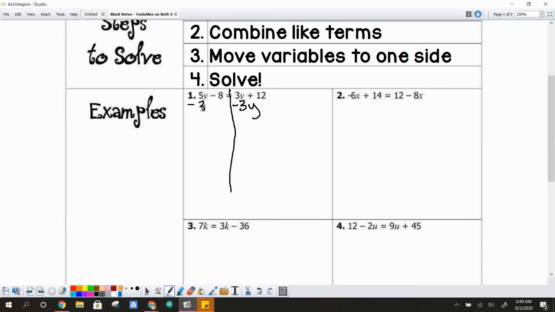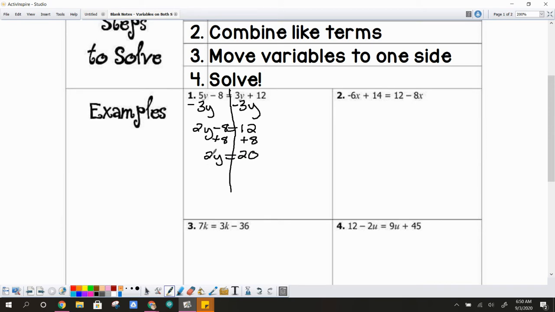by doing the opposite of it. Since it's positive, I want to subtract it. So 5y minus 3y, that's 2y minus 8 equals 12. Now I have a two-step equation, so I can just do the same process as before, where we get rid of the addition subtraction first, and then the multiplication division. I have minus 8 here, so I'm going to do plus 8 to both sides. Then I have 2y equals 20.